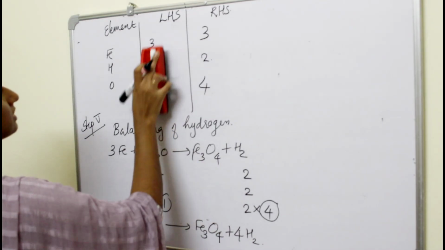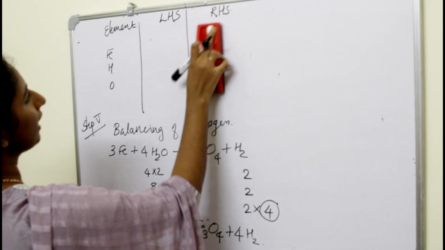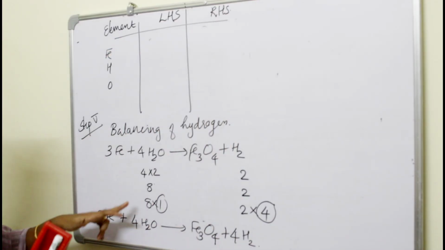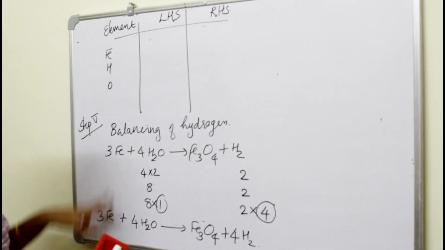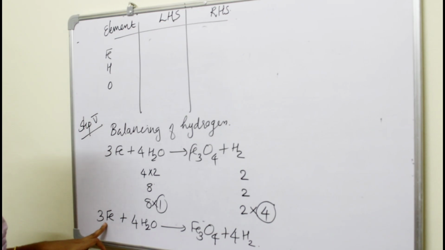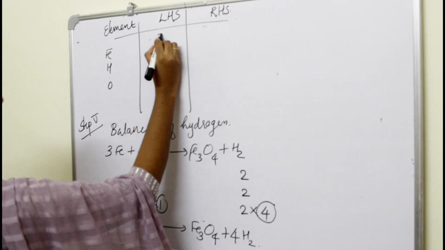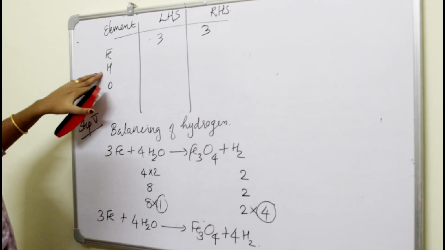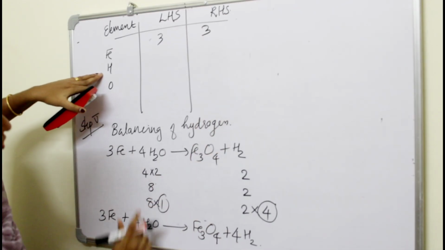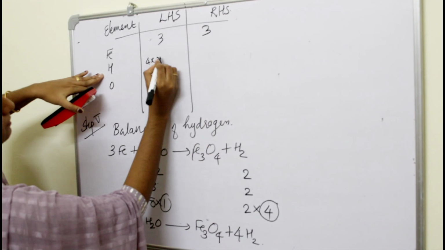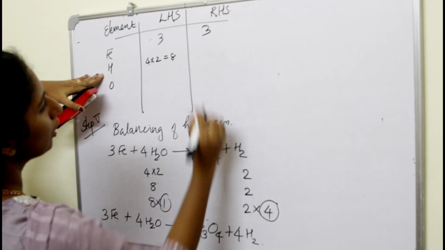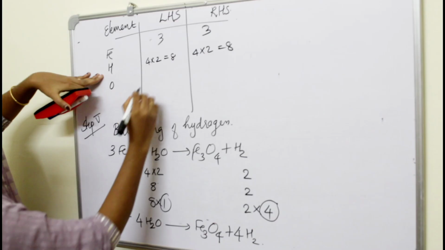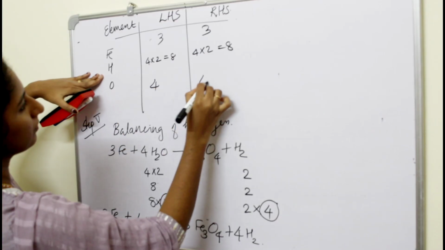So how can we write this number of elements in left hand side and right hand side? These elements are iron, hydrogen and oxygen. So in left hand side the number of iron atoms is 3. Right hand side number of iron atoms is 3. What about hydrogen? Here we have 4 into 2, 8. Here also we have 4 into 2, 8. Oxygen 4 over here. Here also 4.